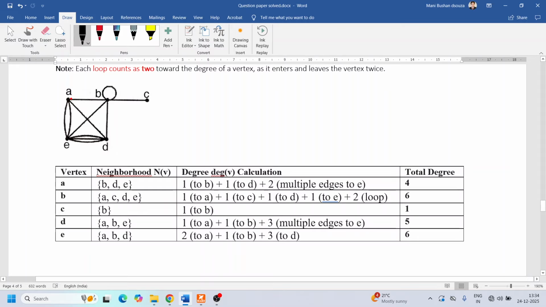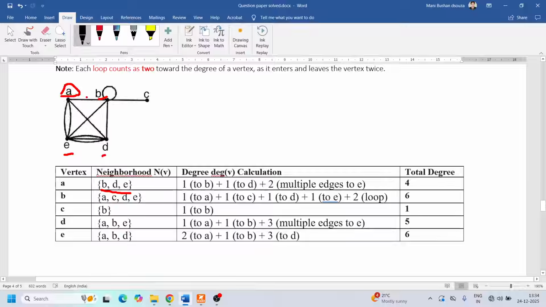So let us start with vertex A here. Vertex A, directly connected edges. So B is connected, D is connected, E is connected. So the neighborhood is B, D, E. Okay. What is the degree of it?